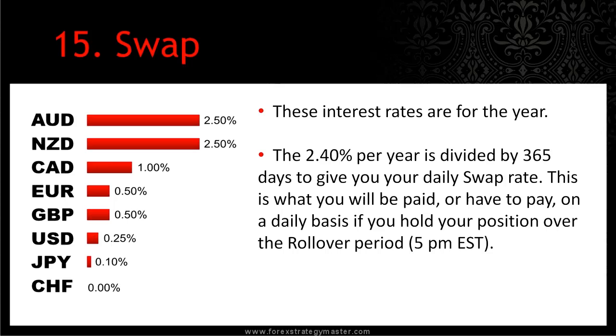Now, these interest rates are over the year. The 2.4% per year is divided by 365 days to give us your daily swap rate. This is what you will be paid or have to pay on a daily basis if you hold your position over the rollover period at 5 p.m. Eastern.